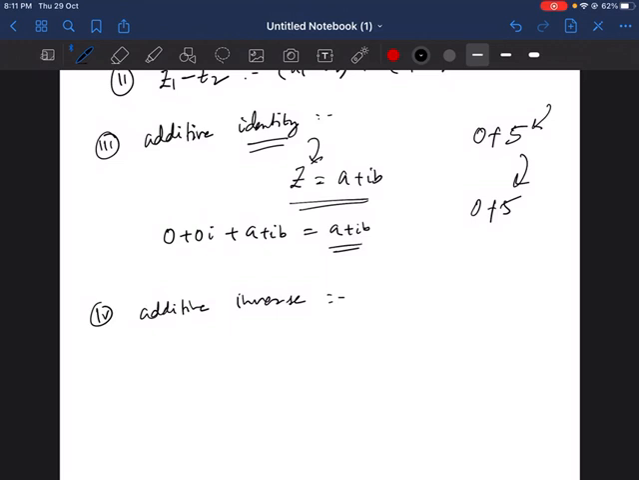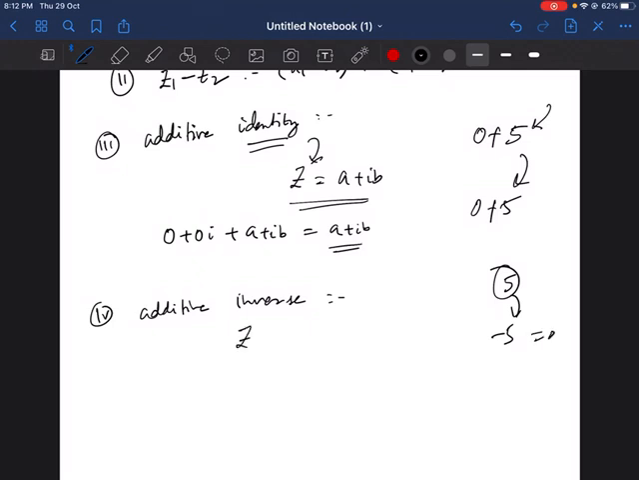Now we have additive inverse. Now what is additive inverse? Additive inverse means what complex number should I add with a given complex number to get 0? That's what additive inverse is all about. So what number should I add with 5 to get 0? Obviously it will be just negative of 5. So 5 minus 5 gives you 0, right? So the additive inverse will be what?